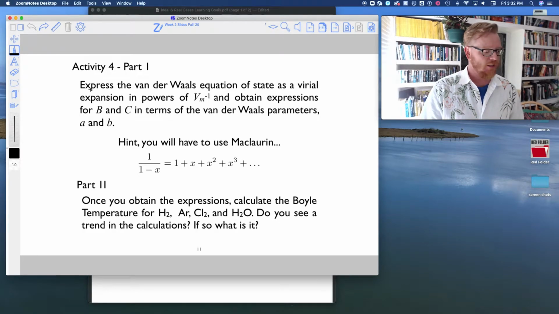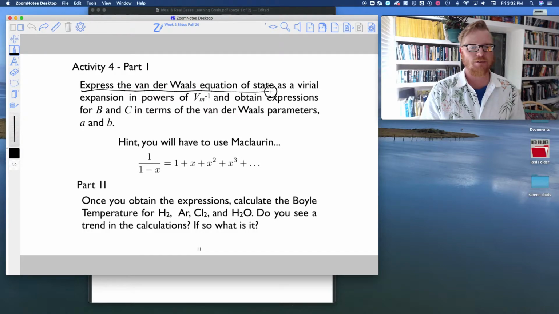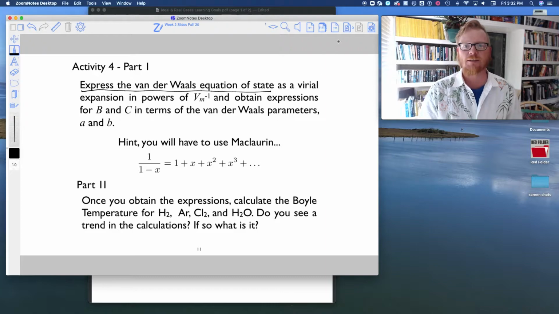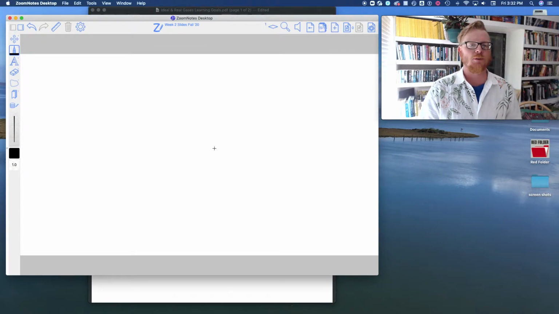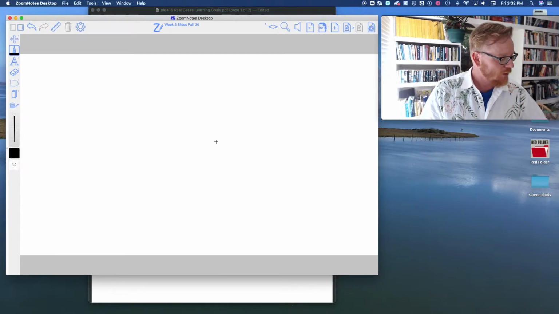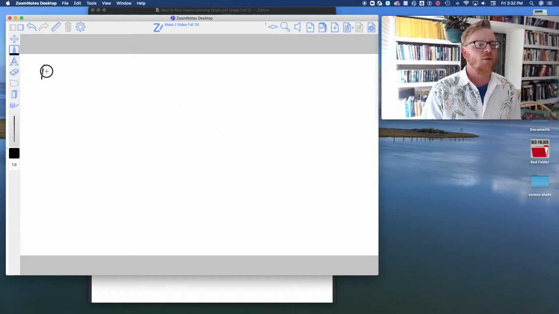So express the van der Waals equation of state. Okay, so we know we're doing that. So let's start there. Let's just write it down and see what that means. I had to add a page at the end of these notes because I didn't leave myself enough room. Let's write down van der Waals, with molar volume, so that's one less variable to keep track of. P equals RT over Vm minus b, minus a over Vm squared. Okay, so there's our van der Waals.